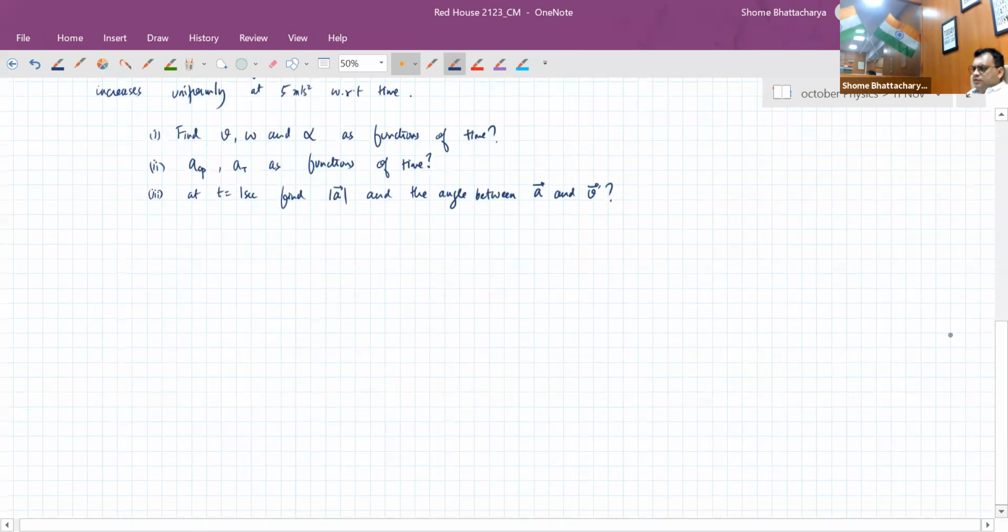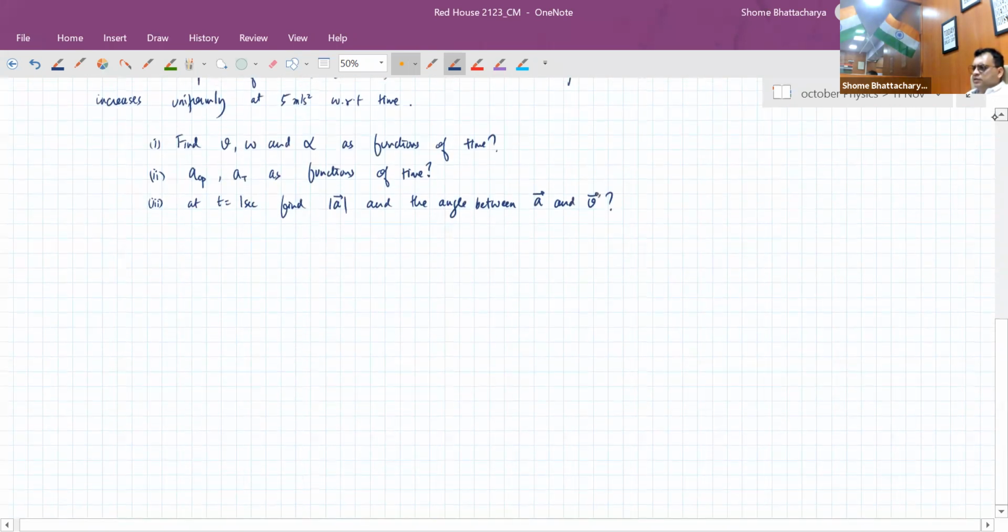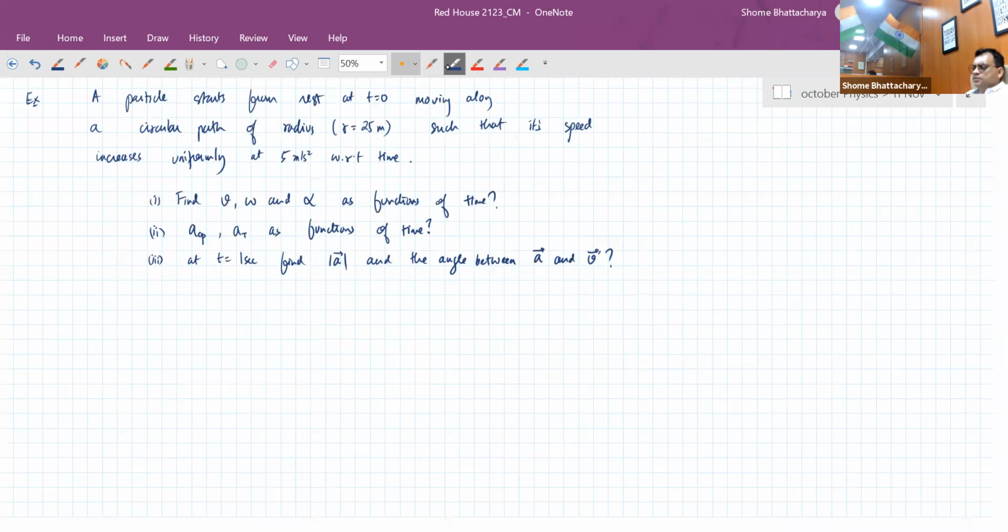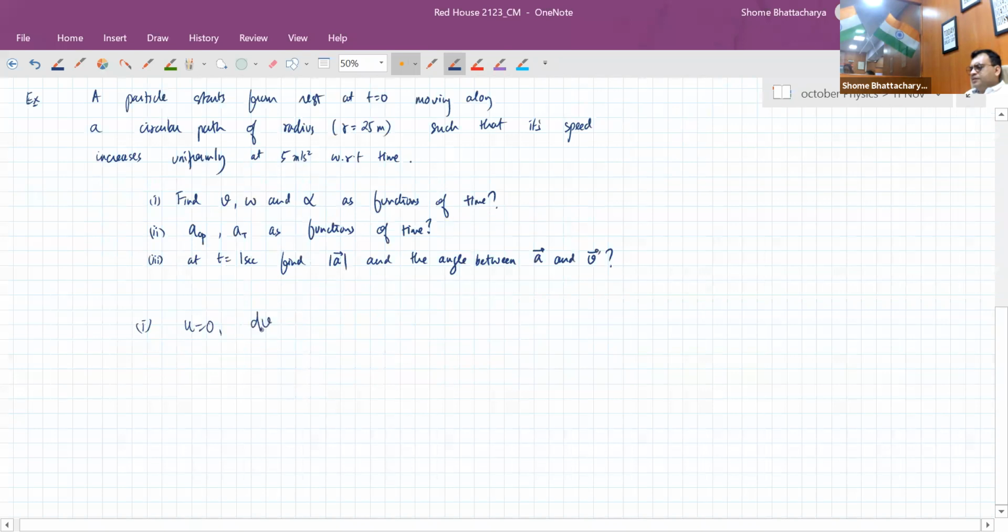And then it's given to us that the rate at which the speed is increasing is uniform and it's 5 meters per second square. So that means the initial speed is 0 and the rate of change of speed dv by dt is 5 meters per second square, which is uniform. So these two statements together can be used to understand that the speed at any time t is 5t. The speed is in meters per second, the time t is in seconds.